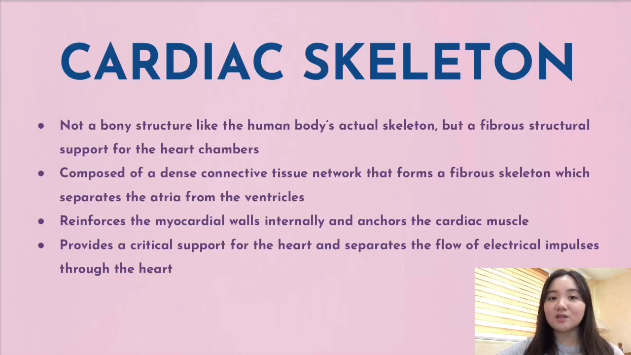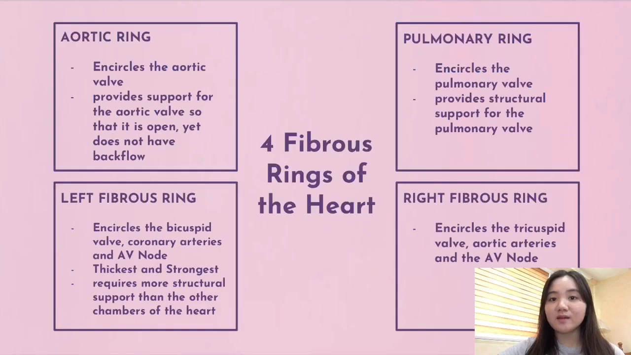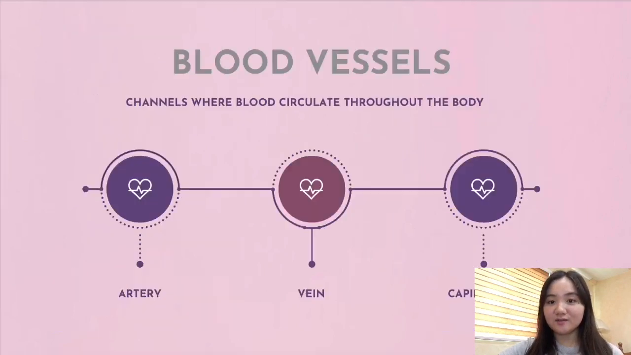The fibrous skeleton is composed primarily of collagen, which is a protein found in every type of connective tissue in the human body. It provides a great amount of structural and functional support for the valves of the heart by enabling them to stay open, provide a point of attachment to the wall of the heart, and separate the flow of electrical impulses. The cardiac skeleton consists of four bands of dense connective tissues called fibrous rings. They surround the base of the pulmonary trunk, aorta, and the mitral and tricuspid valves. These rings encircle the bases of the heart.